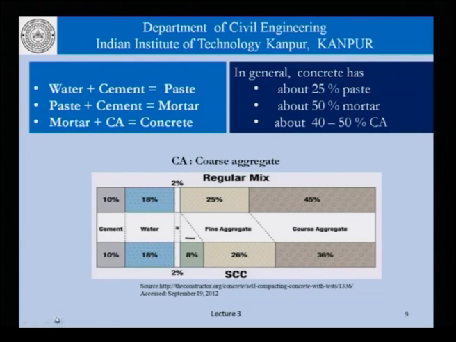Now, if we look at it in a different way, paste constitutes about 25%, mortar constitutes about 50%, and the coarse aggregate could be between 40 and 50% of a normal concrete. As the concrete becomes special, for example, if we are talking of self-compacting concretes, we have seen that the coarse aggregate content goes down, even though the paste content more or less remains the same.